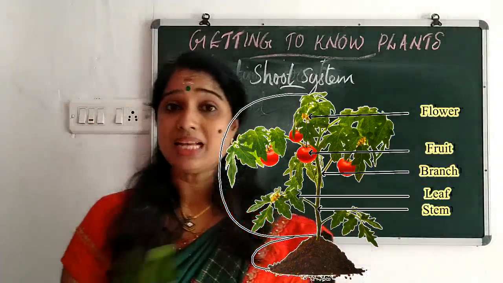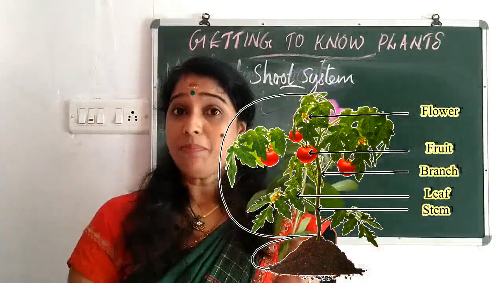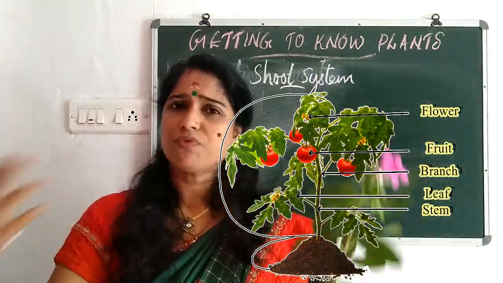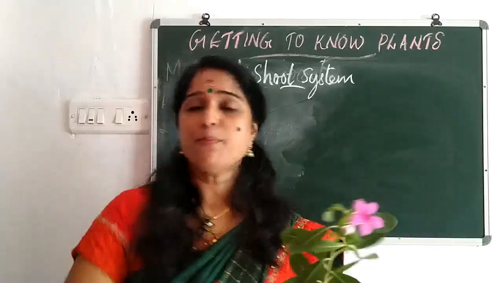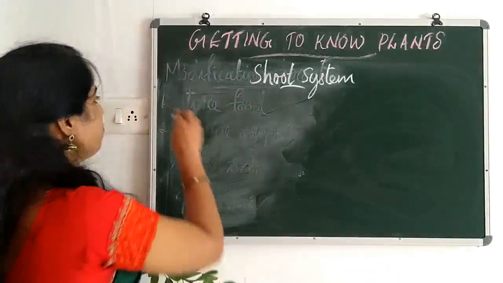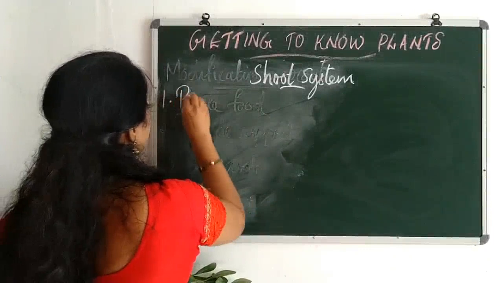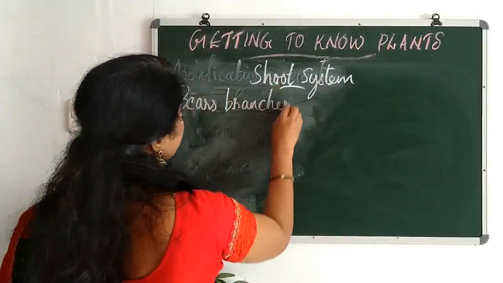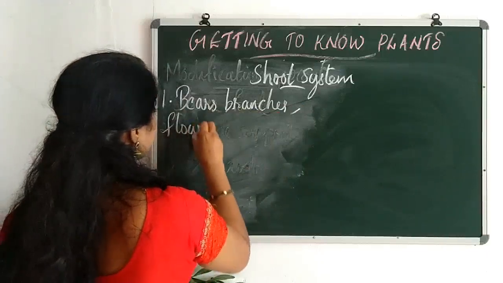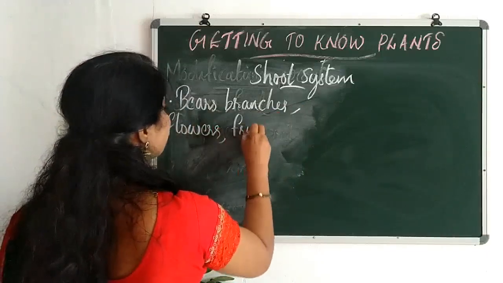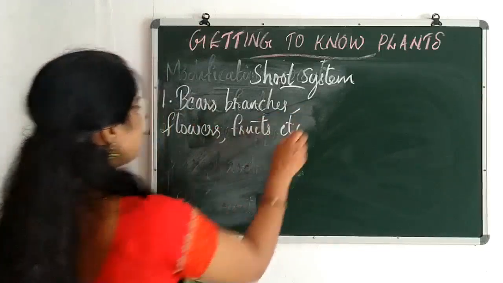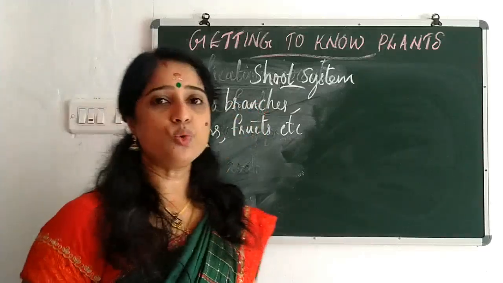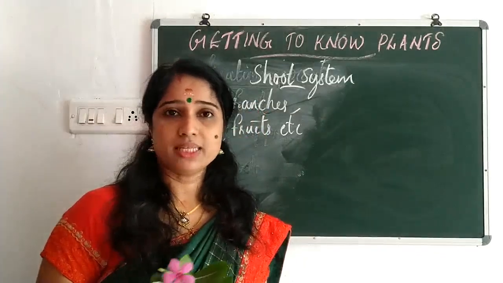And shoot system mainly has got what? Stem. And stem bears what? Stem mainly bears this. Stem produces branches, flowers, fruits, etc. So now we can move on to the function of the stem. First function I already told you. It bears branches, flowers, fruits, etc. All the parts that start from the stem. You can see its branches, flowers, fruits, etc. That's the main function of the stem.